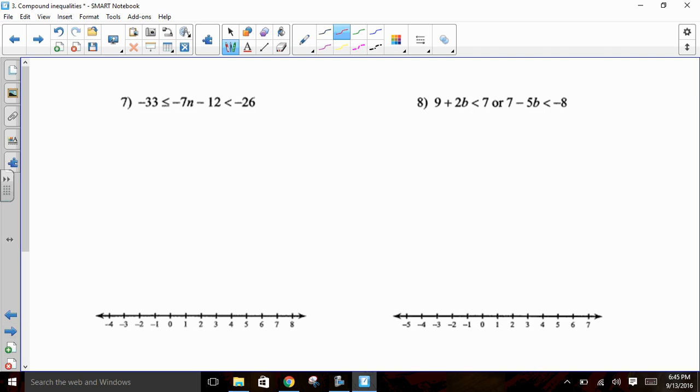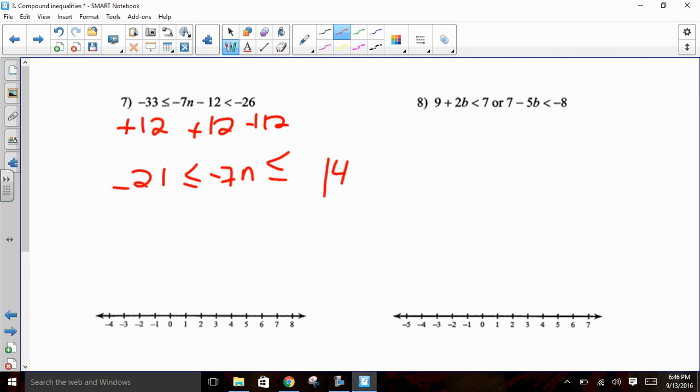just like if this was a normal equation, I would start by first getting rid of my addition or subtraction with the n. So I have minus 12, so I'm going to add 12 to both sides. So I get negative 21 is less than or equal to negative 7n, which is less than or equal to 14. I don't know why I wrote that so far away.